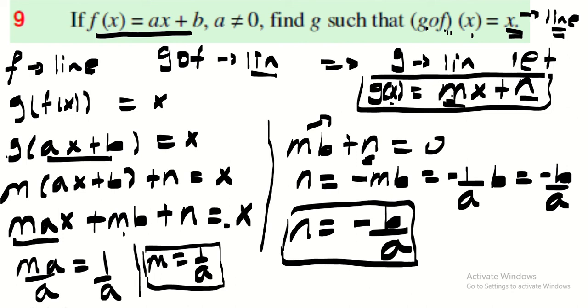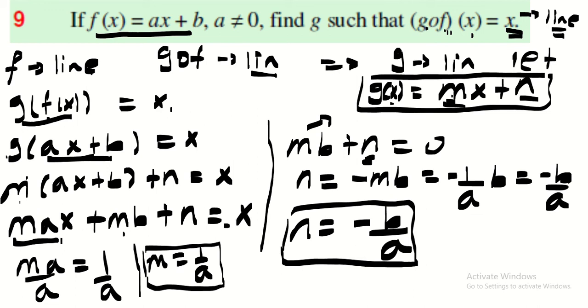Don't forget, let me repeat from the beginning. g of f of x is equal to x. What's f of x? ax plus b. So g of ax plus b. What is g? mx plus n. So I just substitute this in place of x: m times this thing plus n equals x. Then m(ax + b) + n = x, which is max plus mb plus n equals x.